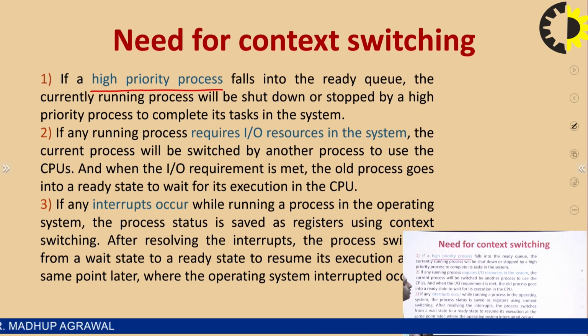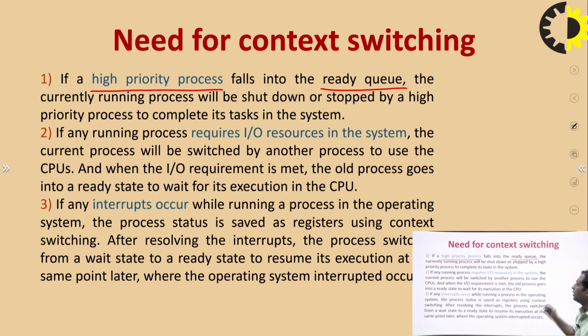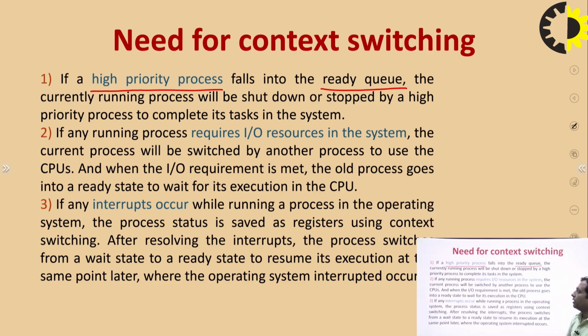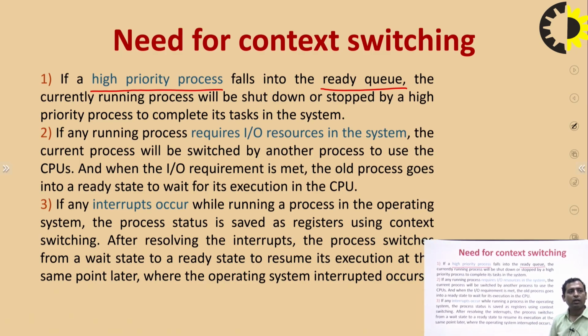then obviously stop the running process and load the high priority process. If a high priority process falls into the ready queue, there are different queues. Ready queue means ready to execute. So a process with high priority comes to execute, the current running process will be shut down or stopped by the high priority process to complete a task in the system. That is one requirement for context switching.